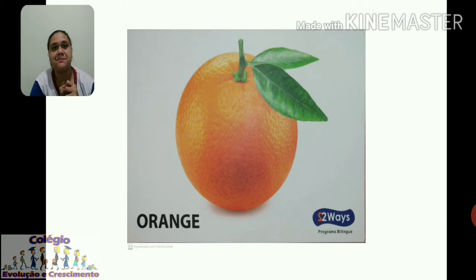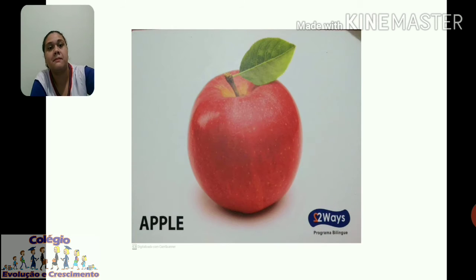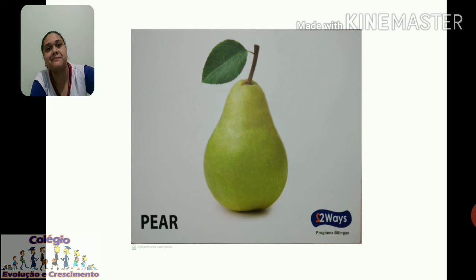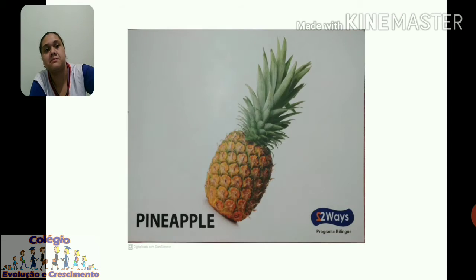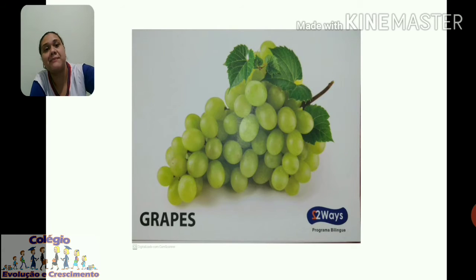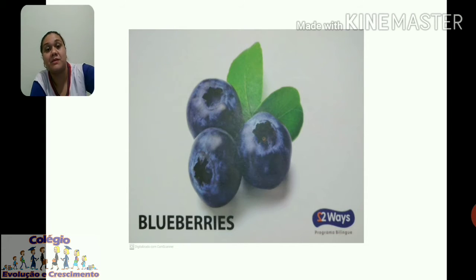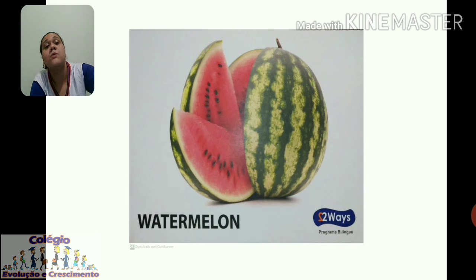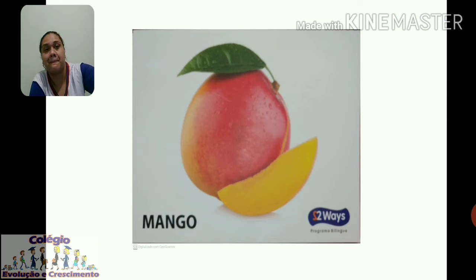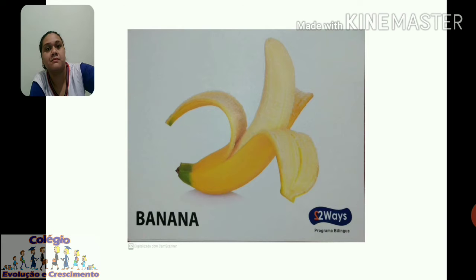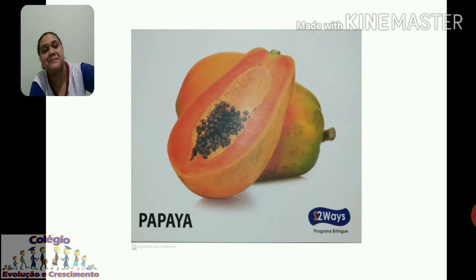Repeat. Orange. Apple. Pear. Pineapple. Grapes. Blueberries. Watermelon. Mango. Banana. Papaya.